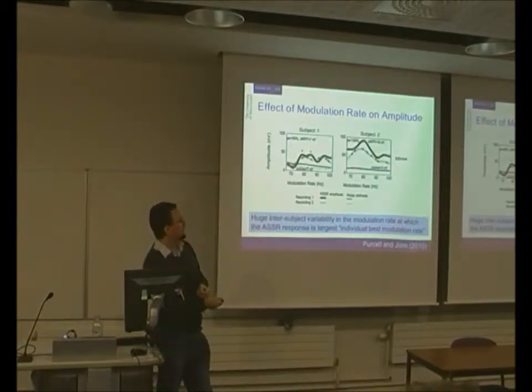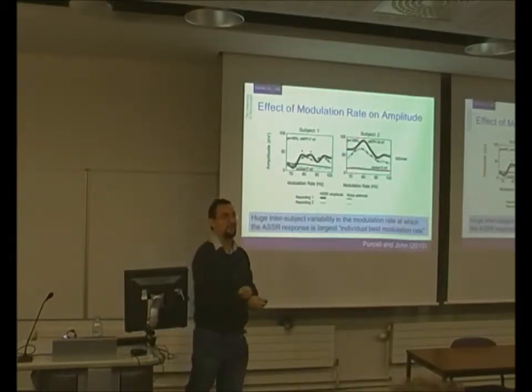And this study by Purcell and John, they found that. What they did is that on the x-axis here they swept modulation rate and they looked at amplitude, and you can see that this individual happens to produce the strongest amplitude, the highest amplitude responses here and the lowest there, whereas this individual it's in a perhaps slightly different place, and the two lines represent repetitions. So for this subject it was fairly well repeated in two different recording sessions.